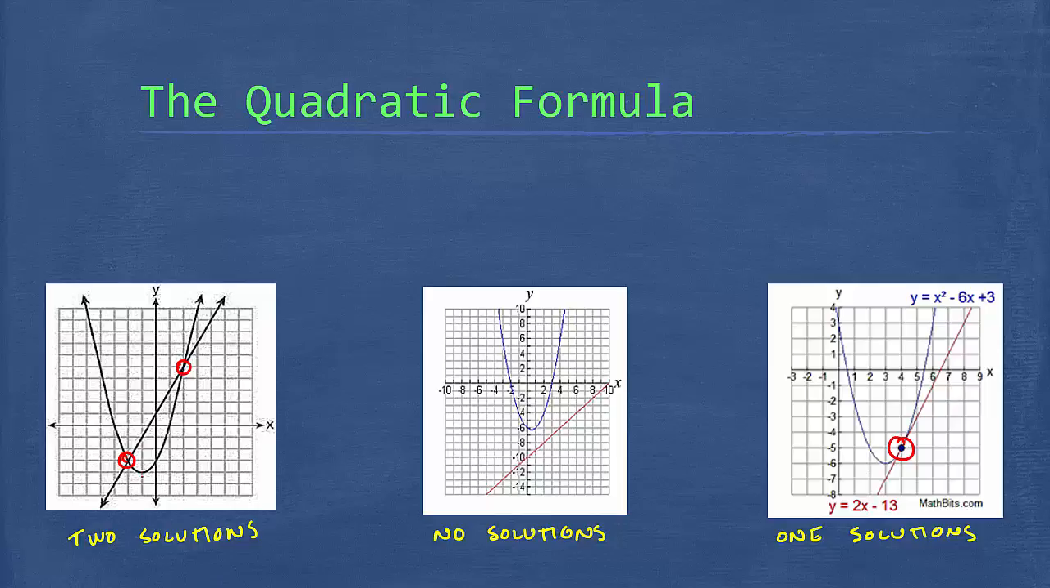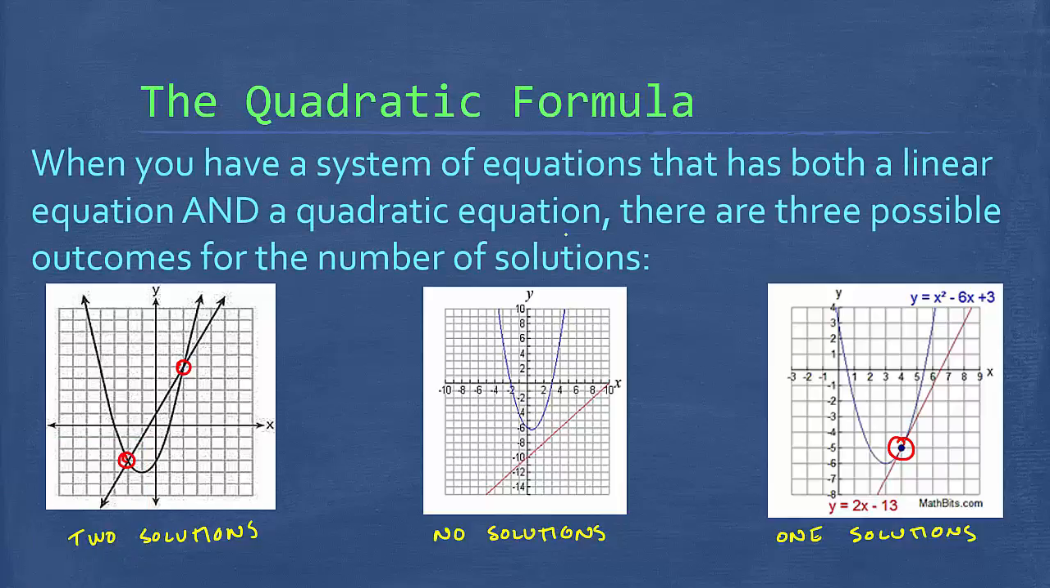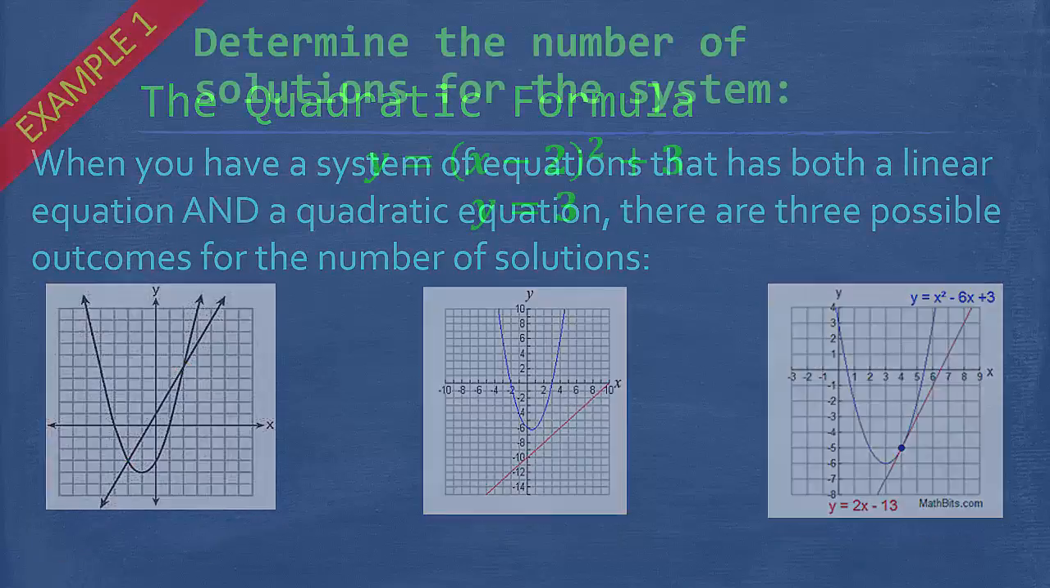So if you were asked to explain, you would just basically say that two solutions would be where the graphs intersect each other twice. No solutions would be where they don't intersect, and one solution would be where they do intersect. This is what you call a tangent line, where the graph of the linear equation just touches the graph of the quadratic equation in one spot. All right, so moving right along. Yep, we just covered that.